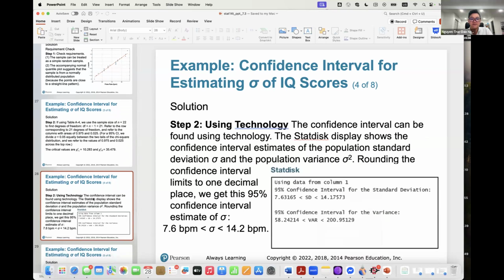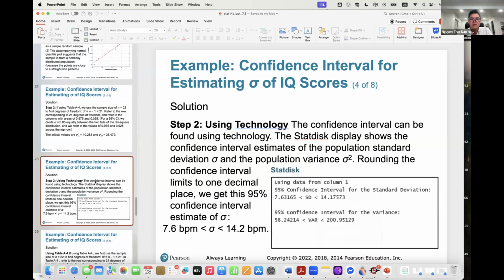Are we good, everyone? If we use technology, you can also find the confidence interval. Let me show you Table A-4, okay? But before that, maybe we can have a little break, a 5 minute break then.